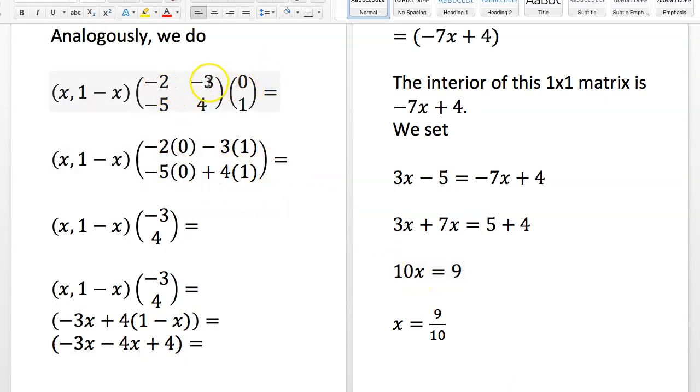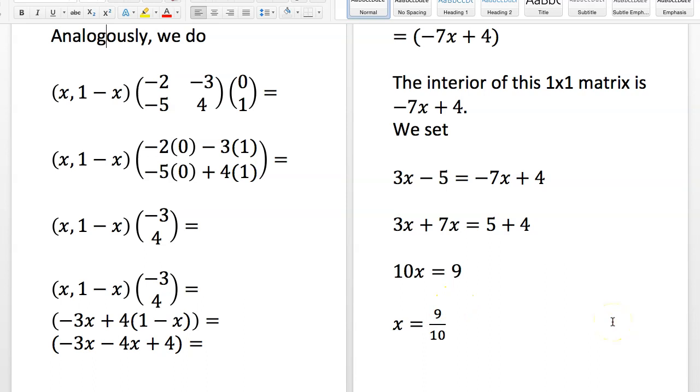Neg 2 times 0 plus neg 3 times 1, that is neg 3. And neg 5 times 0 plus 4 times 1, that's 4. And then I do the covector x, 1 minus x times the vector neg 3, 4. And you're going to wind up with just the 1 by 1 matrix, neg 7x plus 4. That's what you can call the trivial matrix, which you can just associate with a single term, neg 7x plus 4. But then you set these two things equal, and you'll wind up with x equals 9/10.